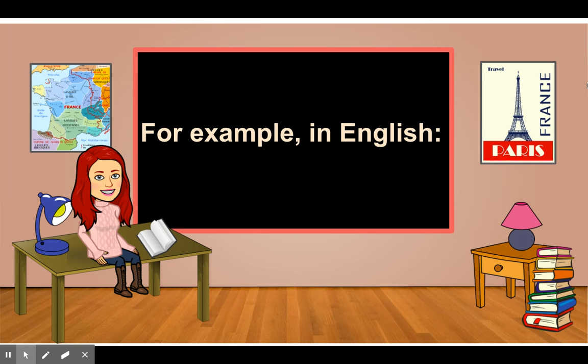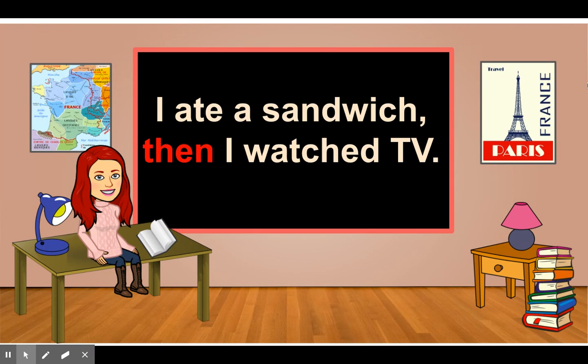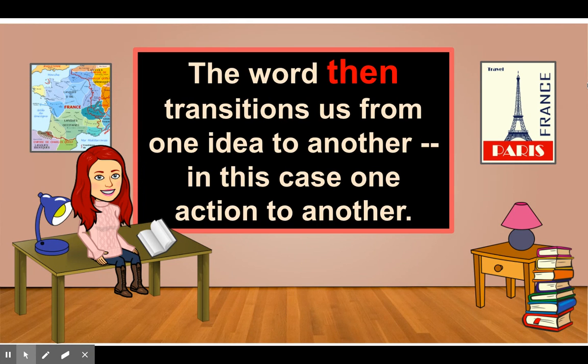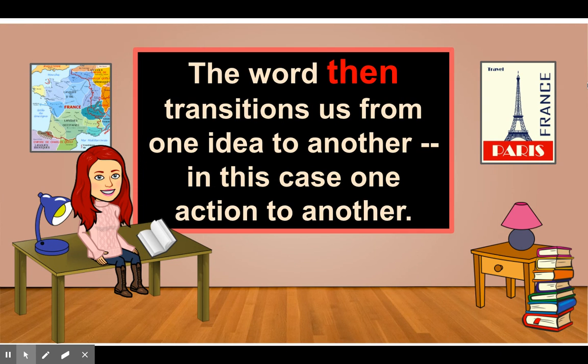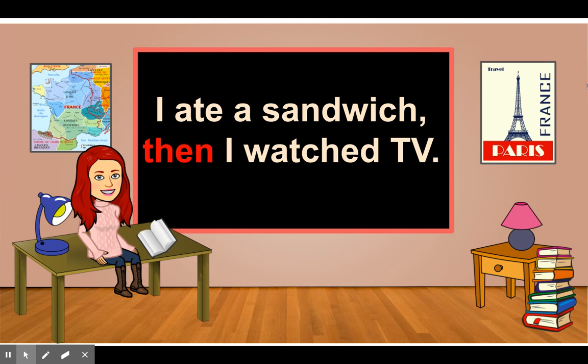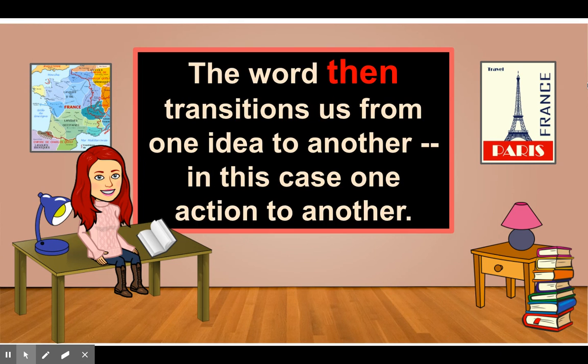So for example, in English, we have a sentence, I ate a sandwich, then I watched TV. Then is the transition word. You can see that here, I've put it in red. This word then, it transitions us from one idea to another. In this case, from one action to another, right? I ate a sandwich, then I watched TV. We're transitioning from eating the sandwich to watching the TV. It's 2 different activities, 2 different ideas.